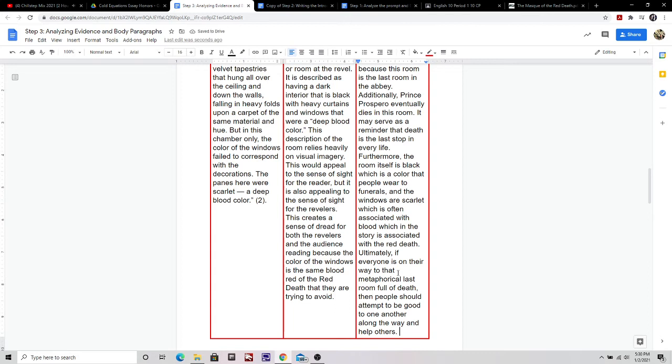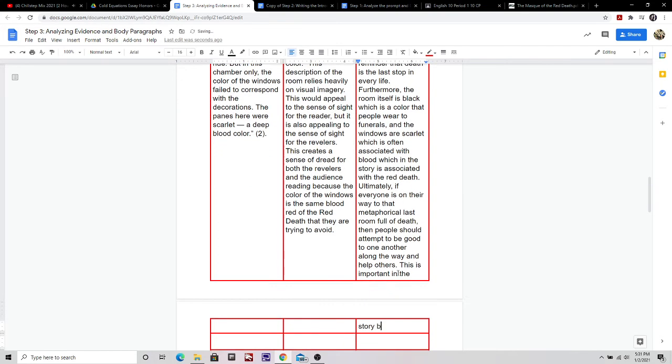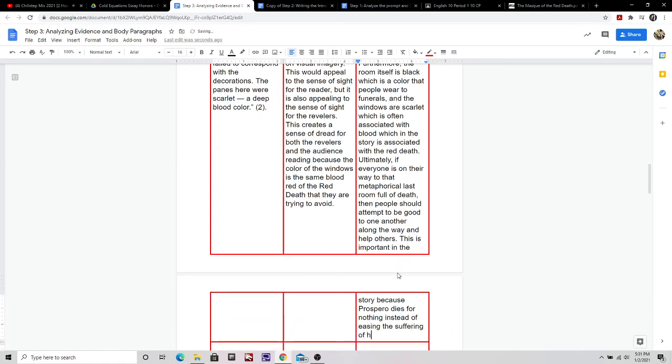Okay, this is important in the story because ultimately Prospero forsakes his people who are sick and decides to hide away in his abbey, and in the end death ends up coming for him anyway, right? Now, he could have actually helped his people by giving them resources, by trying to ease their suffering, but he chooses not to do that, right? So I'm going to add a little bit here. This is important in the story because Prospero dies for nothing instead of easing the suffering of his people.